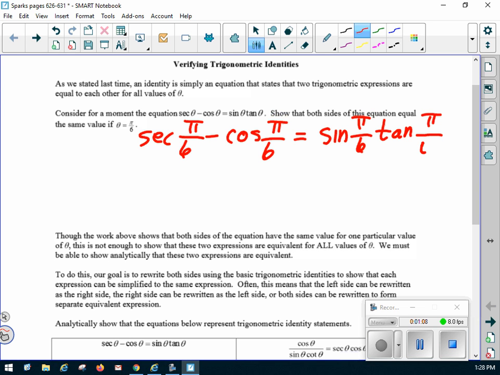Now you might want to keep your stuff you must know cold sheet out. What is the secant of pi over 6? Well, the secant of pi over 6 is just the reciprocal of cosine of pi over 6. What's the cosine of pi over 6? One half? No, wait. Square root of 3 over 2. Right. So if the cosine is square root of 3 over 2, what's the secant? 2 over the square root of 3. There you go. That's right.